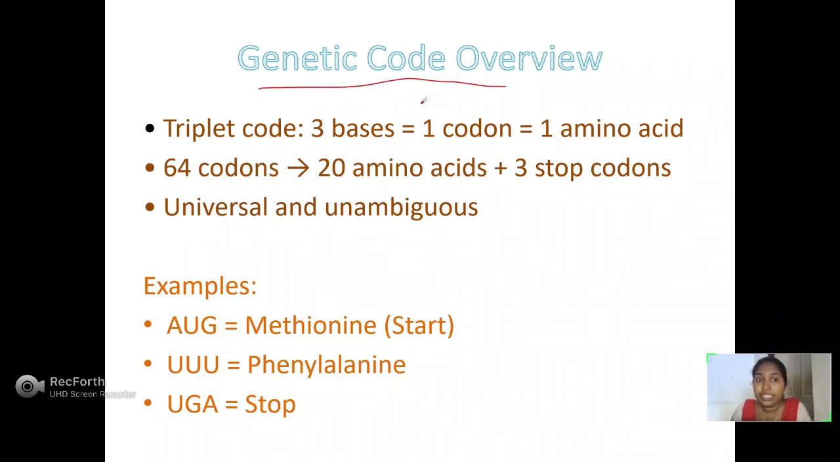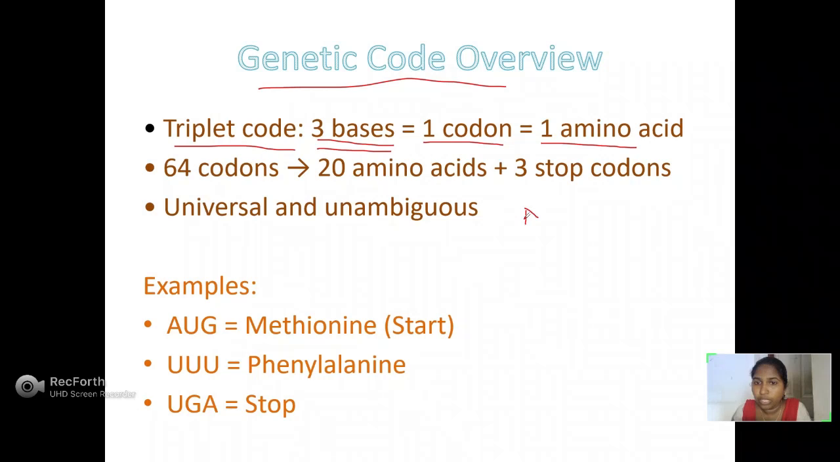And what is the genetic code? Some interesting facts about the genetic code. The genetic code is a triplet code. Three bases form a single codon, which always calls for a single amino acid. The triplet code is formed with three bases.